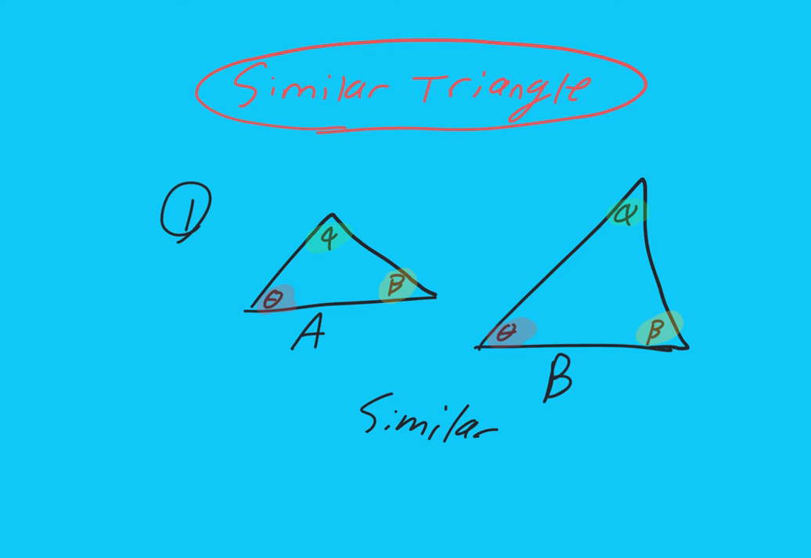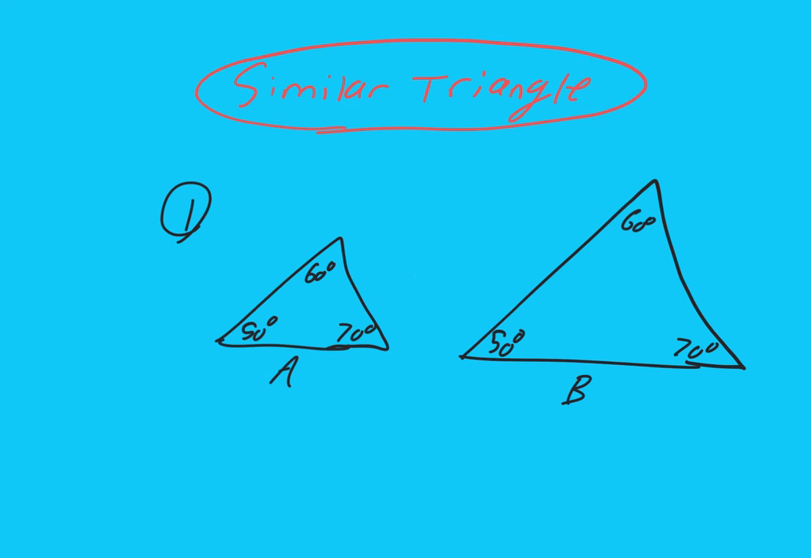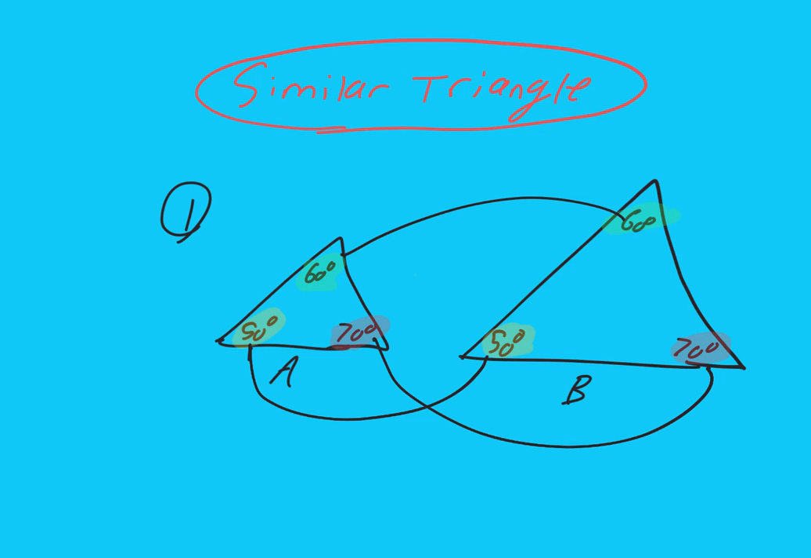Here's a solid example to give you an idea. Alright, so here's what it looks like in practice. We have, in this case, 50 degrees in one corner, 60 degrees in another corner, and then 70 degrees in the last corner. So we can attach an equal angle to each of the angles in the triangle, and that's what makes them similar. That's what we call corresponding angles being equal.